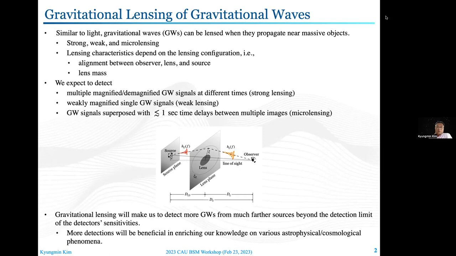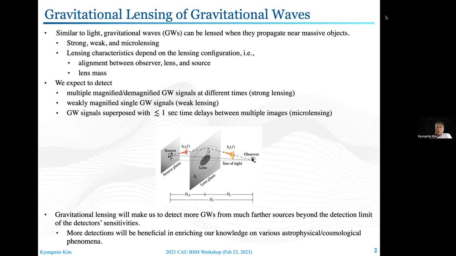mass. So we expect to detect multiple magnified or demagnified gravitational signals at different times if the gravitational signal is strongly lensed, or we may detect a weakly magnified single gravitational wave signal if the signal is weakly lensed. Or we can also detect a gravitational signal superposed with less than 1 second time delay between multiple images if the signal is micro-lensed.